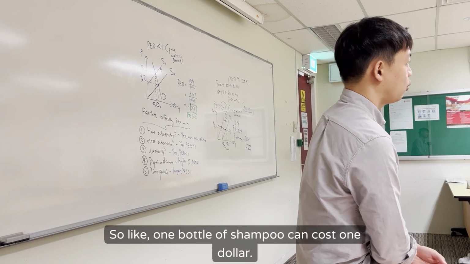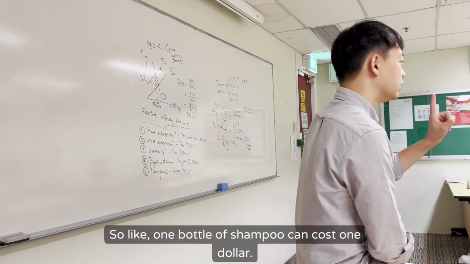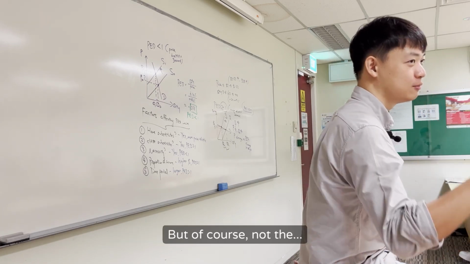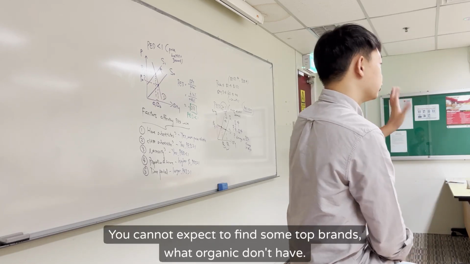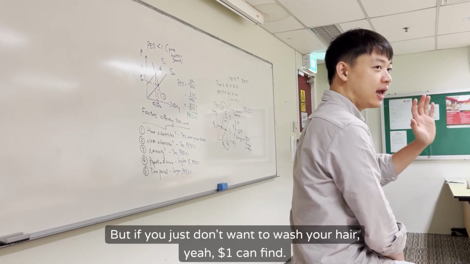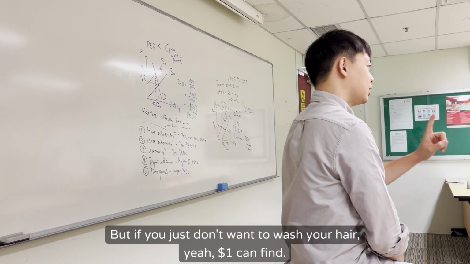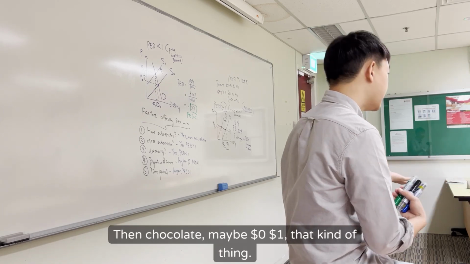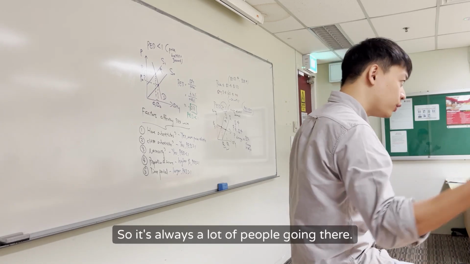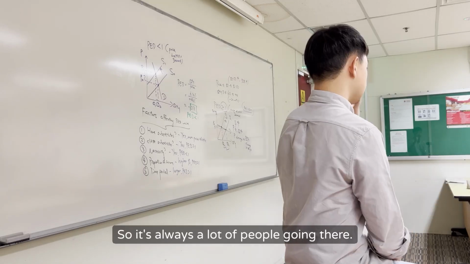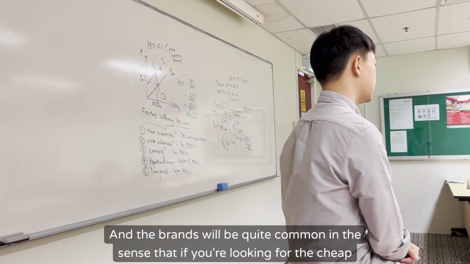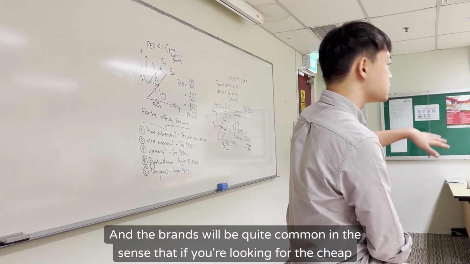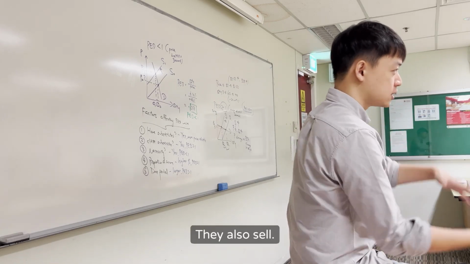So like one bottle of shampoo can cost $1. But of course, not the premium brands, right? You cannot expect to find top brands, like organic. But if you just want to wash your hair, $1 can find. Then chocolate, maybe 50 cents, $1, that kind of thing. So there are always a lot of people going there. And the brands are quite common, in the sense that if you're looking for cheap brands, other places also sell them.